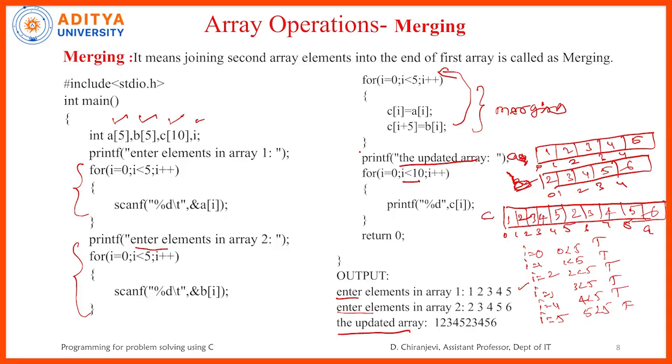So here we have written index value 0 to 10, so we can access up to 9. When it is 10, it will be false. Now it will print C of 0, C of 1 up to C of 9. So 1, 2, 3, 4, 5, 2, 3, 4, 5, 6. Then when I value is 10, 10 less than 10 is false, so control comes outside. You get return 0. Return 0 means the main function execution is over, so it will terminate.